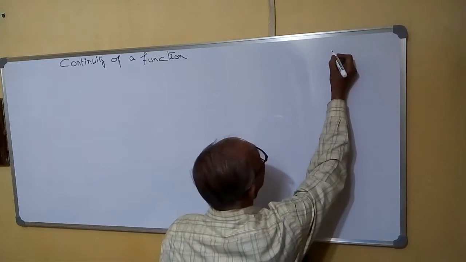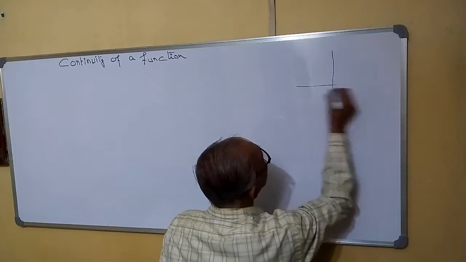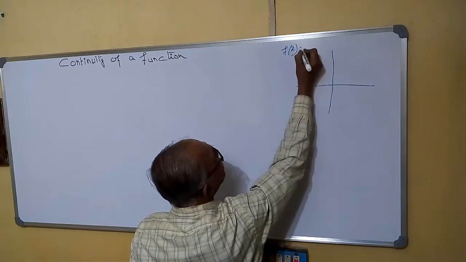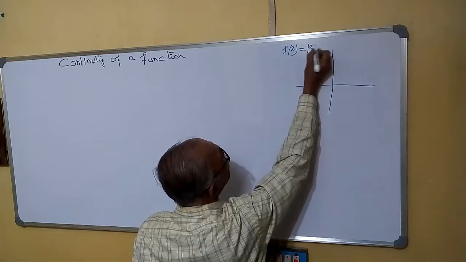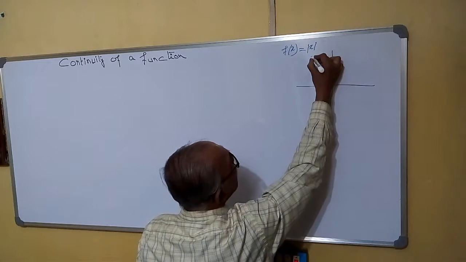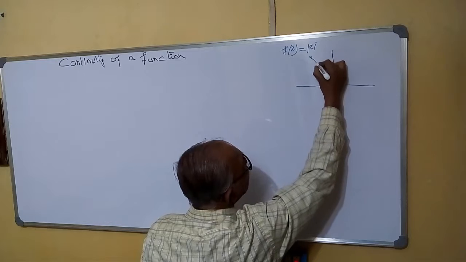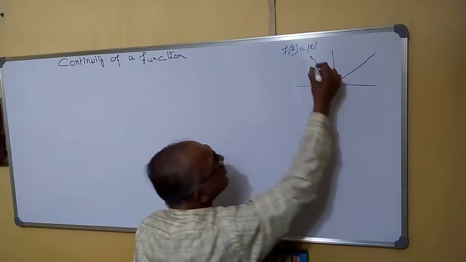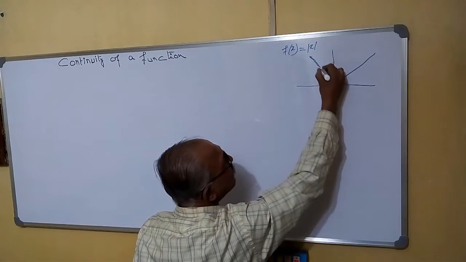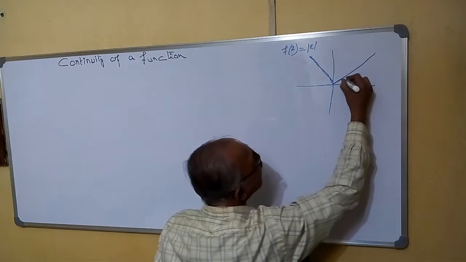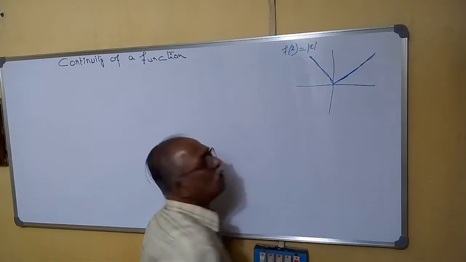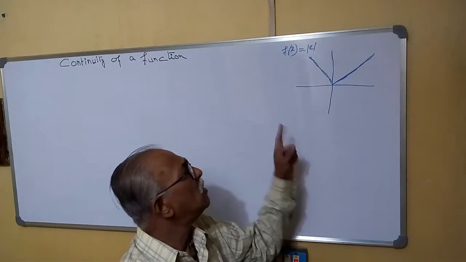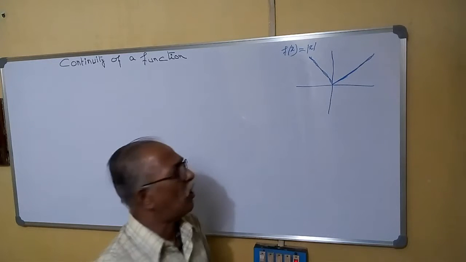Let us take an example. f(x) equals to mod x. What will be the graph of this function? This function can be drawn like this. So while plotting this function, see from here to here we are coming and then we are going in this direction and we are not lifting the tip of the pen, hence the function is continuous at every point.